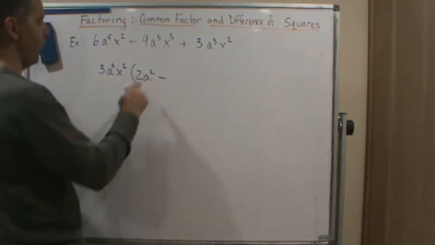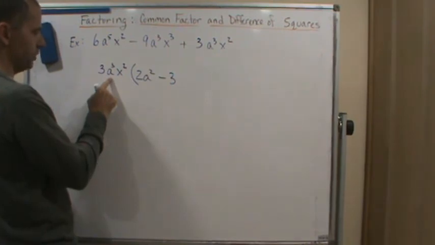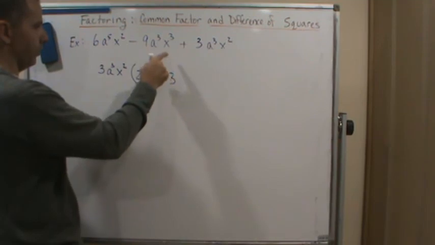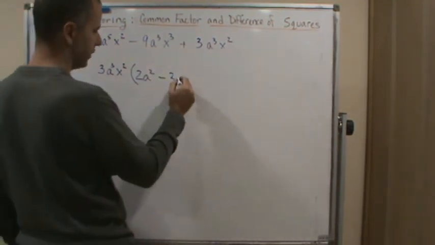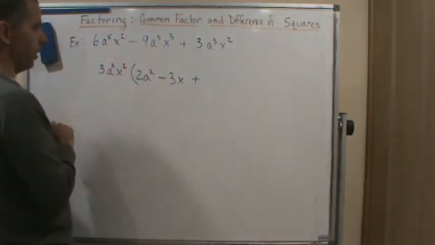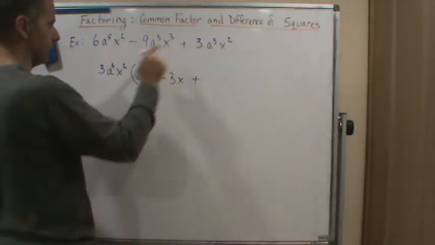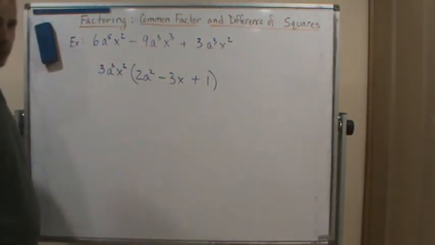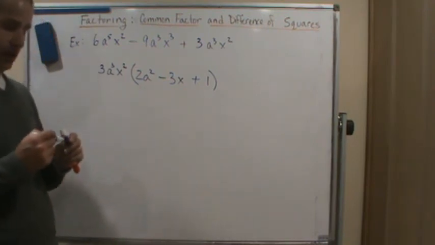Minus, well, 9 divided by 3 is 3. A cubed divided by A cubed is 1, so we just leave that alone. And x cubed divided by x squared leaves us 1x. And then finally, 3 divided by 3 is 1. A cubed divided by A cubed is 1. x squared divided by x squared is 1. So we get 1, just like before. And now this is our final expression.